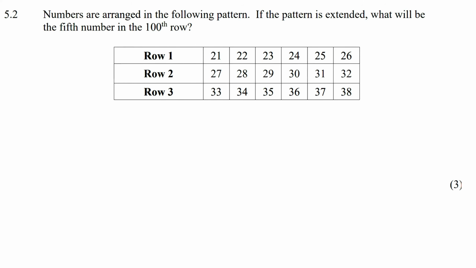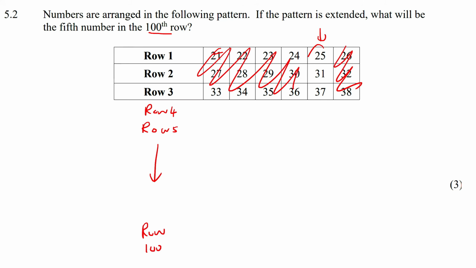Numbers are arranged in the following pattern. If the pattern is extended, what will be the 5th number in the 100th row? Okay, the 5th number in the 100th row. So this is the 5th number, because 1, 2, 3, 4, 5, but in row 100. So to go row 4, row 5, all the way down to row 100. So let's ignore this, and let's just look at these numbers. We can see that they're going 25, 31, 37. Can you see that we're simply adding 6 each time?